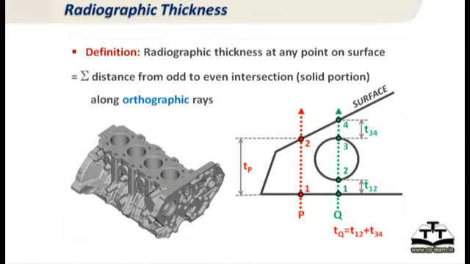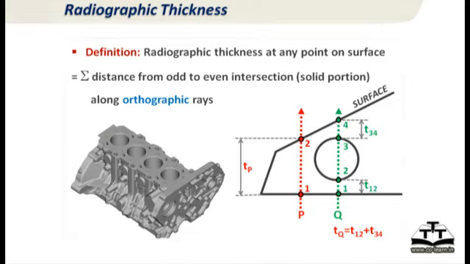I only measure the length of the ray which is lying within the part, which is, if you see intersections, from odd intersections to even intersections. So intersection 1 to 2 you count, 2 to 3 you leave it, 3 to 4 again you count. If you add up all those odd to even intersections, you get the total metal distance or metal thickness, and you can color the X-ray like picture depending on this thickness.